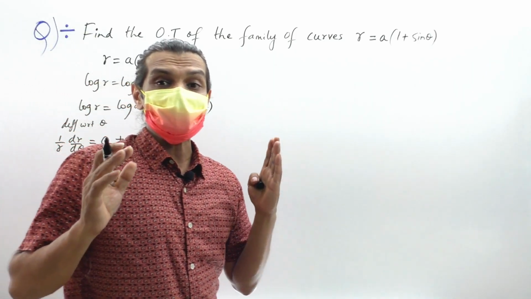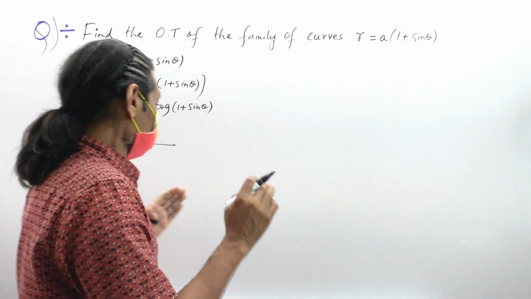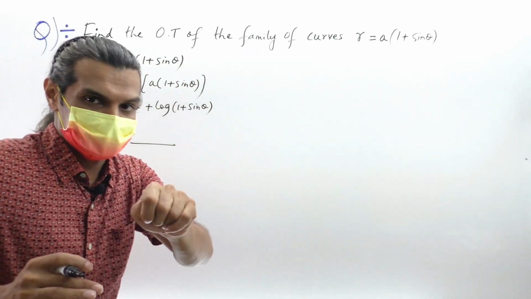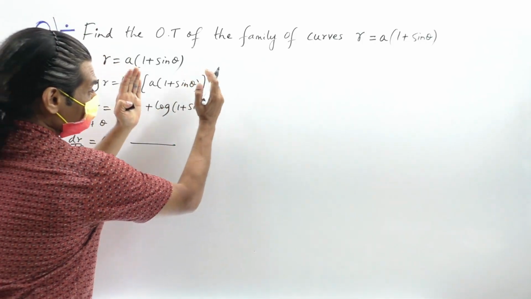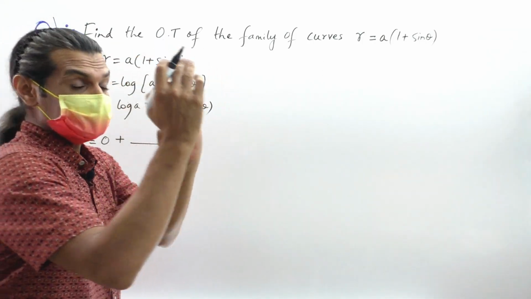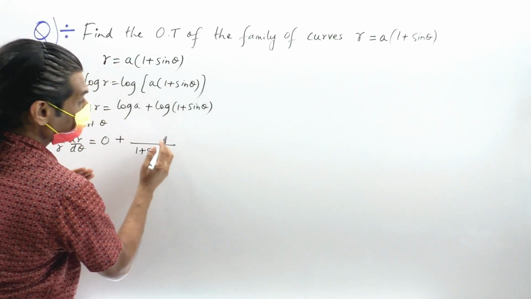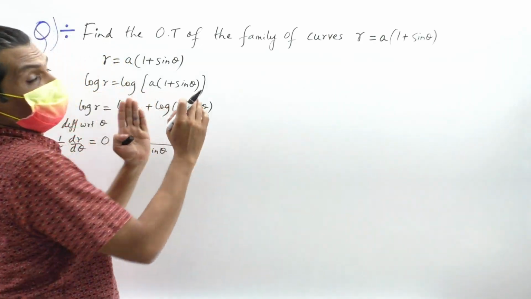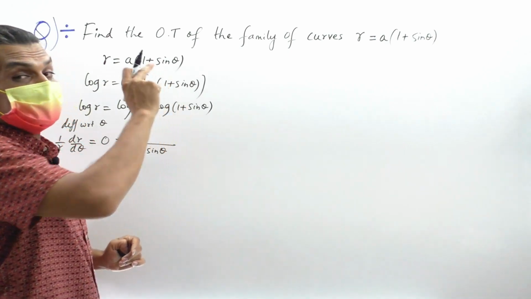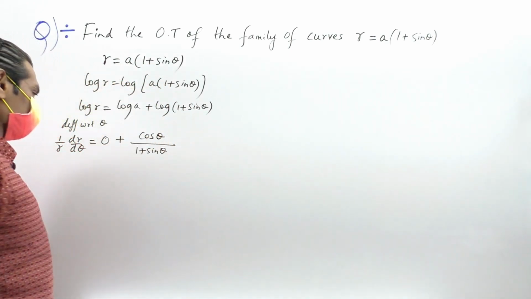Differentiation of log of x is 1 by x. I repeat, let's go to basics here now. Differentiation of only log x is 1 by x. If anything apart from x is there, it becomes a chain rule. So differentiation of log of 1 plus sin theta is 1 by 1 plus sin theta. Again, inside, it's not plain theta, it's 1 plus sin theta. So differentiation of 1 plus sin theta again is 1 is 0, sin theta is what? Cos theta. So we have this here.